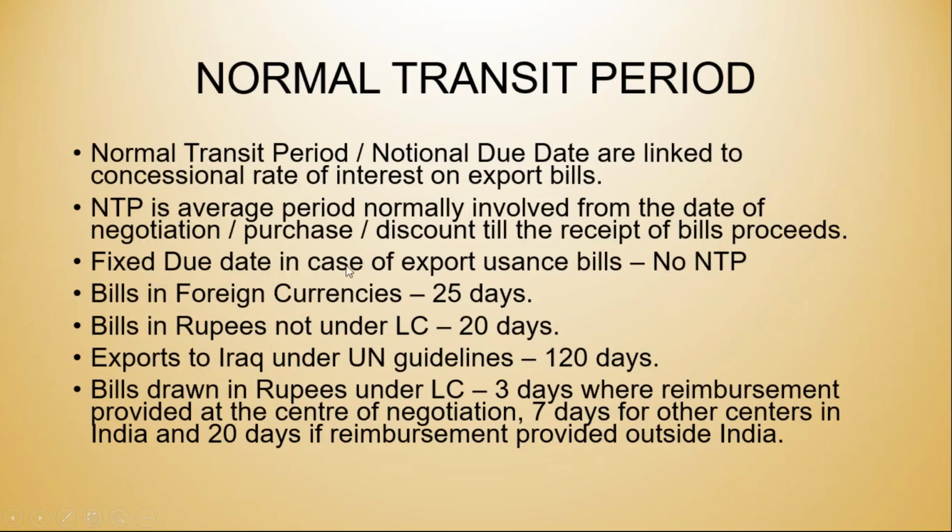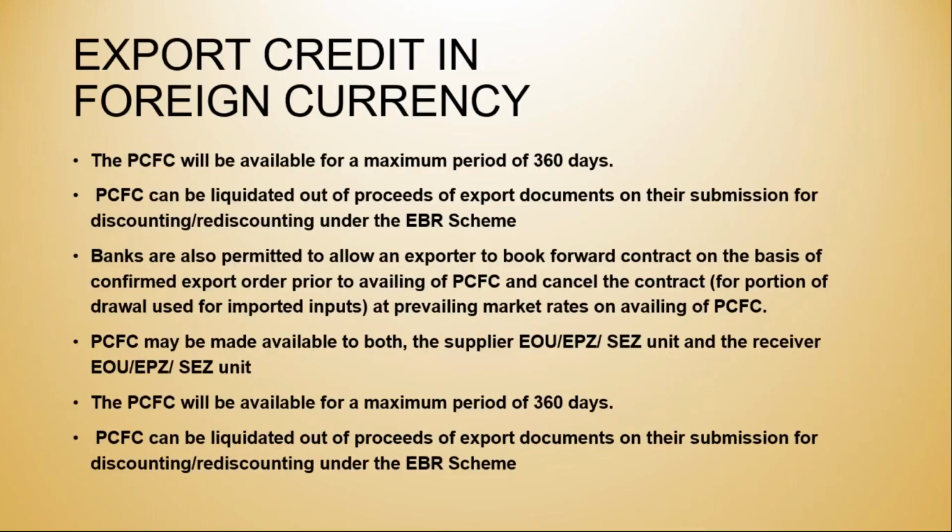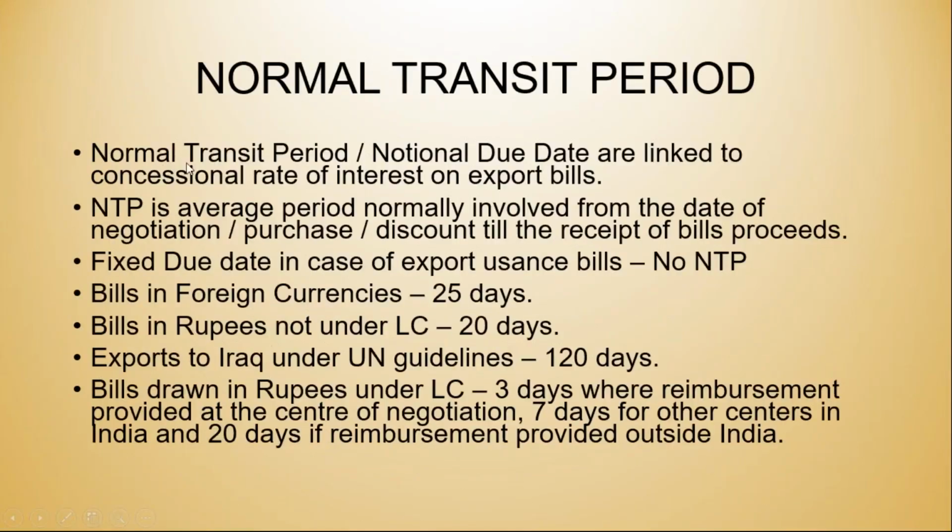And a fixed due date applies in case of exports on usance credits. No NTP means usance credit is based on the due date as per the credit you are entitled to. For example, if it is 45 days or 90 days, as per the due date only will be applicable, not as per the normal standard. This is normal transit period, the standard period.